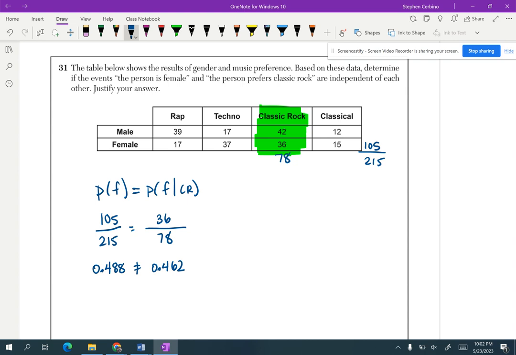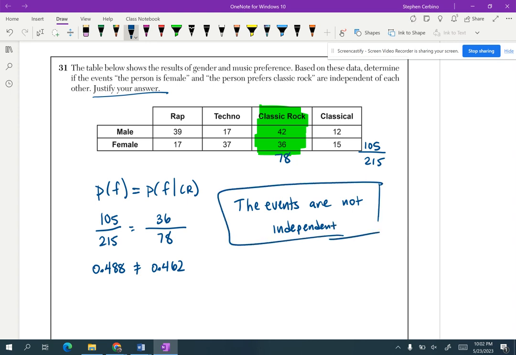Now, this just says justify your answer, so you don't have to explain your answer, but you do have to answer the question. So you can say the events are not independent. Now, if this asks you to explain your answer, you'd have to say the events are not independent and then explain what that means. So you'd have to say something along the lines of the chances of selecting a female are affected by the fact that they like classic rock as a given condition, something along those lines.